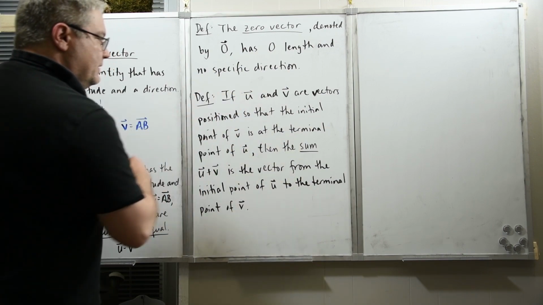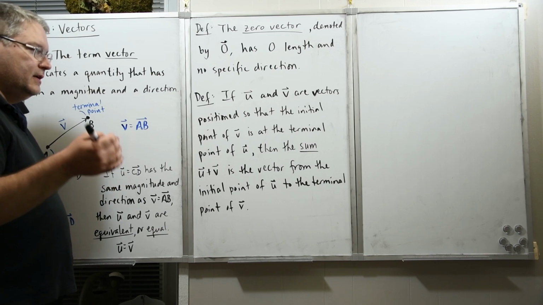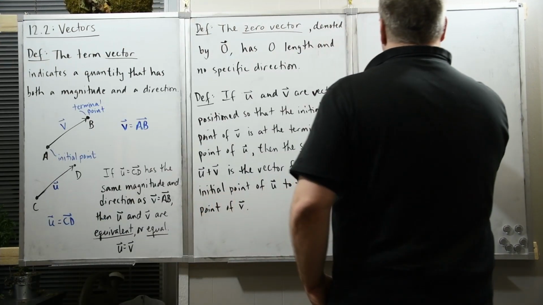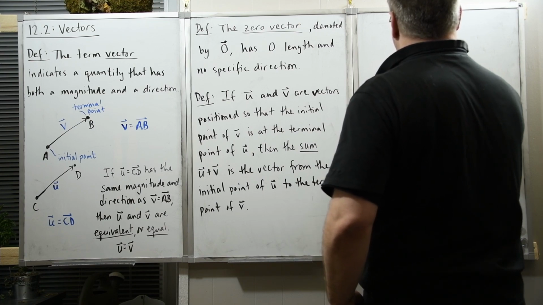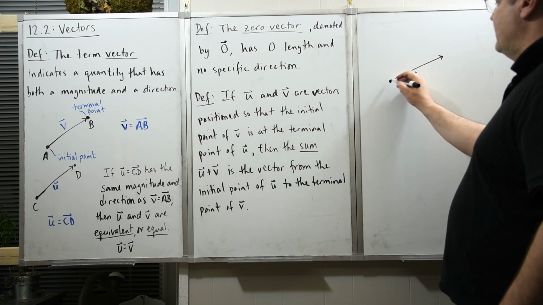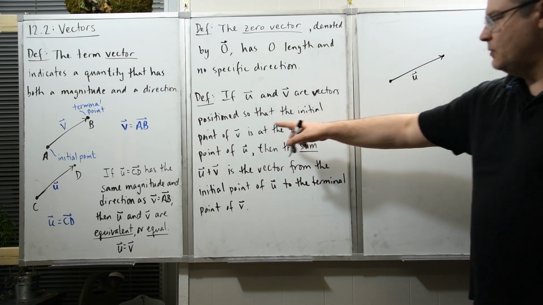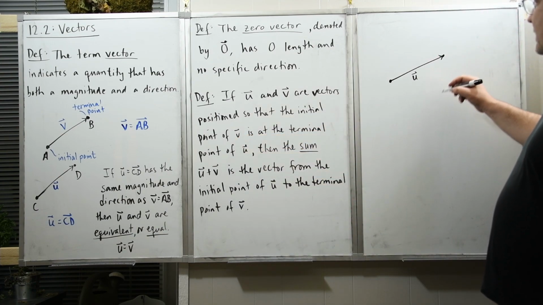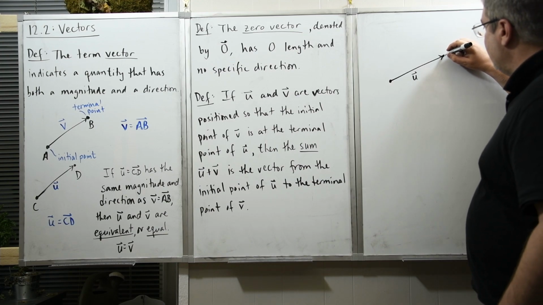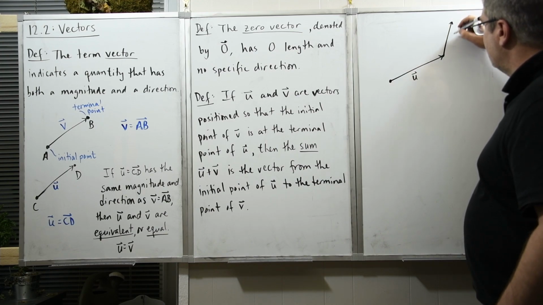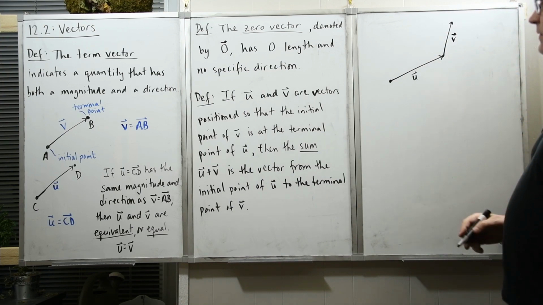All right, so we have u and v are vectors, and they are positioned such that the initial point of v is at the terminal point of u. So you might have your vector u that looks something like this. So here's the initial point of u, and there's the terminal point of u. Now what we're saying is that the initial point of v is at the terminal point of u. Okay, the initial point of v is going to be at this point, then, the terminal point of u, and maybe v looks something like this. So maybe that's your vector v. Initial point of v is going to be at the terminal point of u.